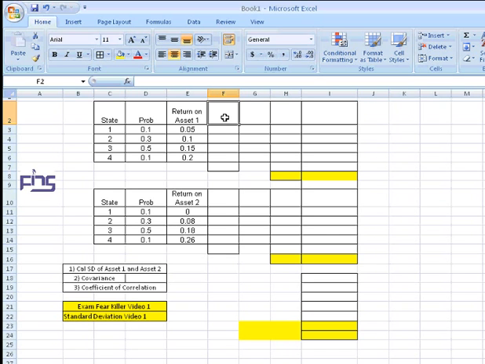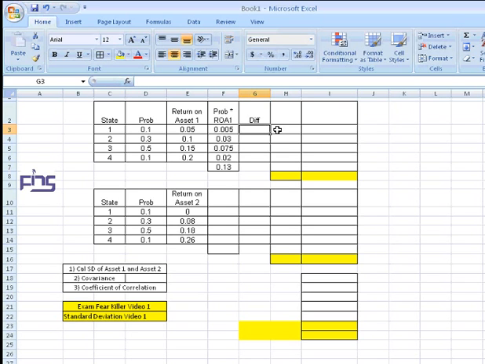So what is the first step? The first step is we need to multiply probability into return on asset 1. As it says, we need to multiply probability into return on asset 1. So I just drag and I get the total.